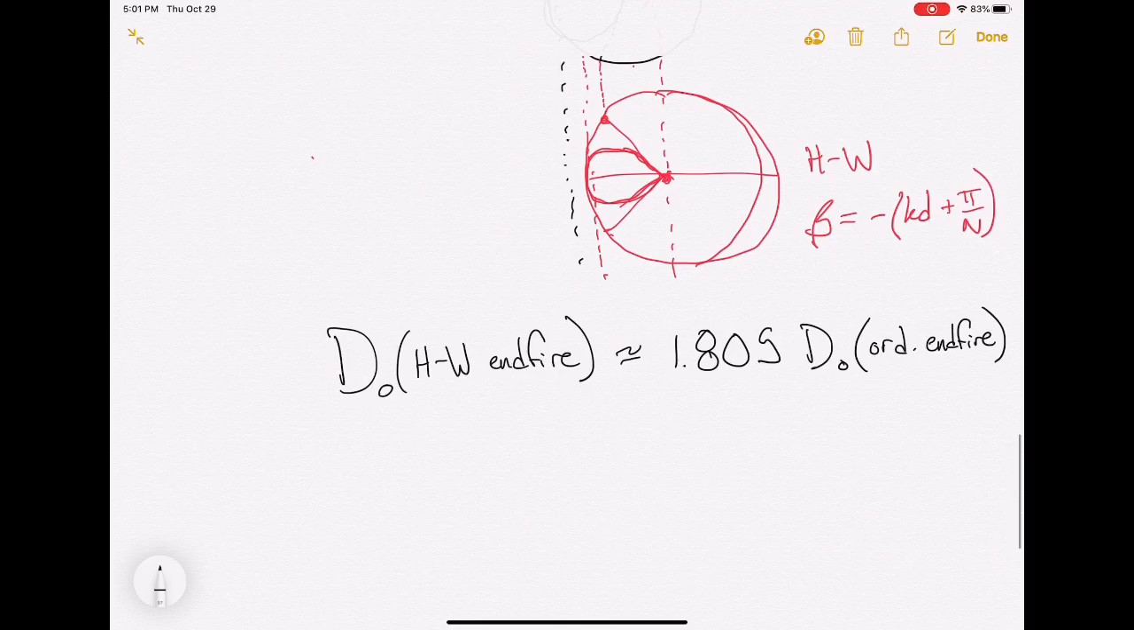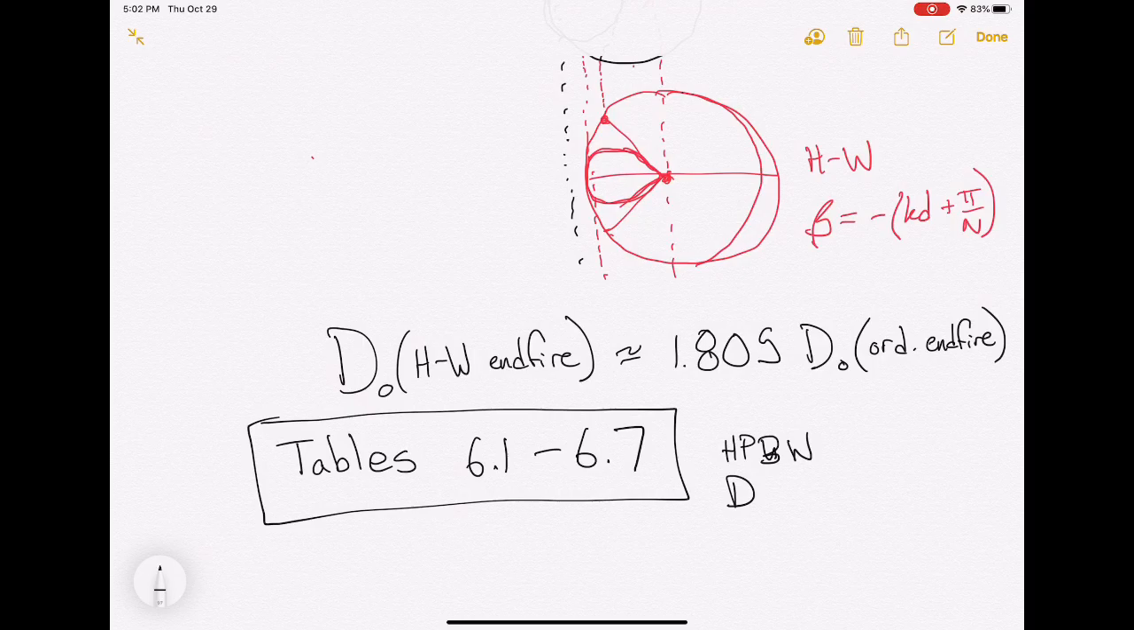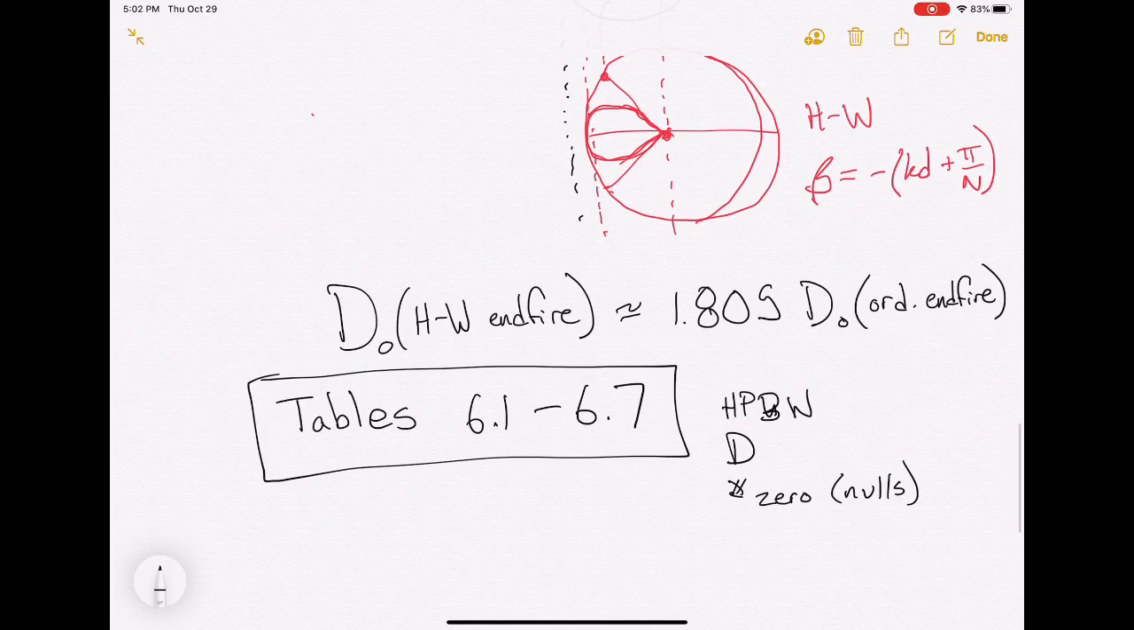But anytime you need to look something up, there are a lot of tables in chapter 6 in your books. In particular, tables 6.1 through 6.7 have lots of different performance parameters for a lot of different types of arrays, things like half power beamwidth, directivity, the number of zeros or nulls in the pattern, and the values of beta for the progressive phase shifts. All of that you can look up in the tables in chapter 6.